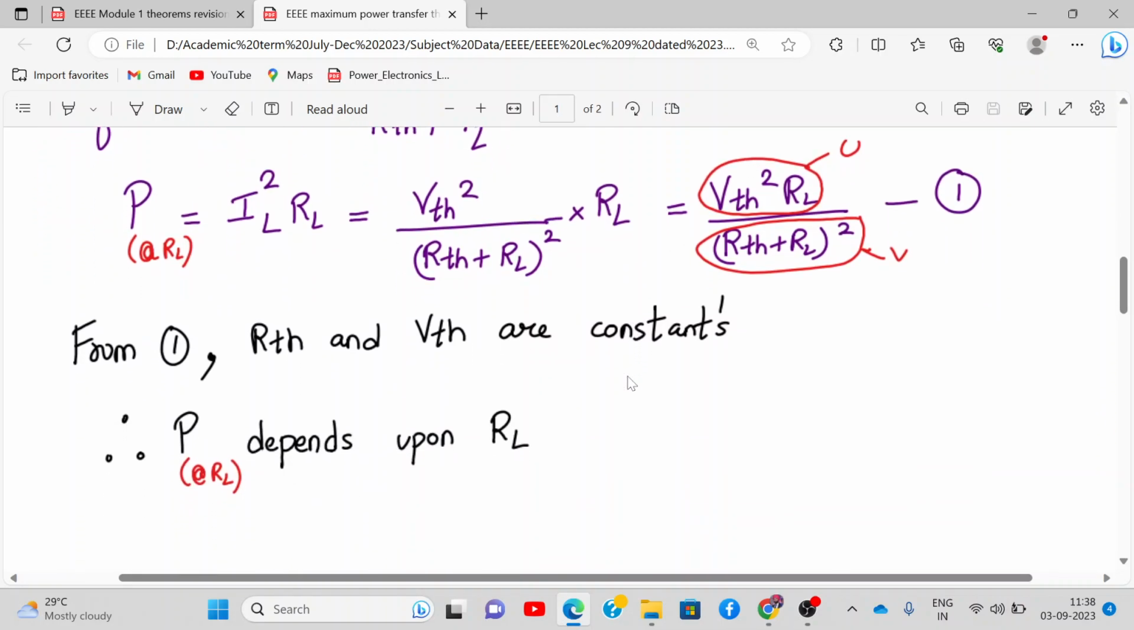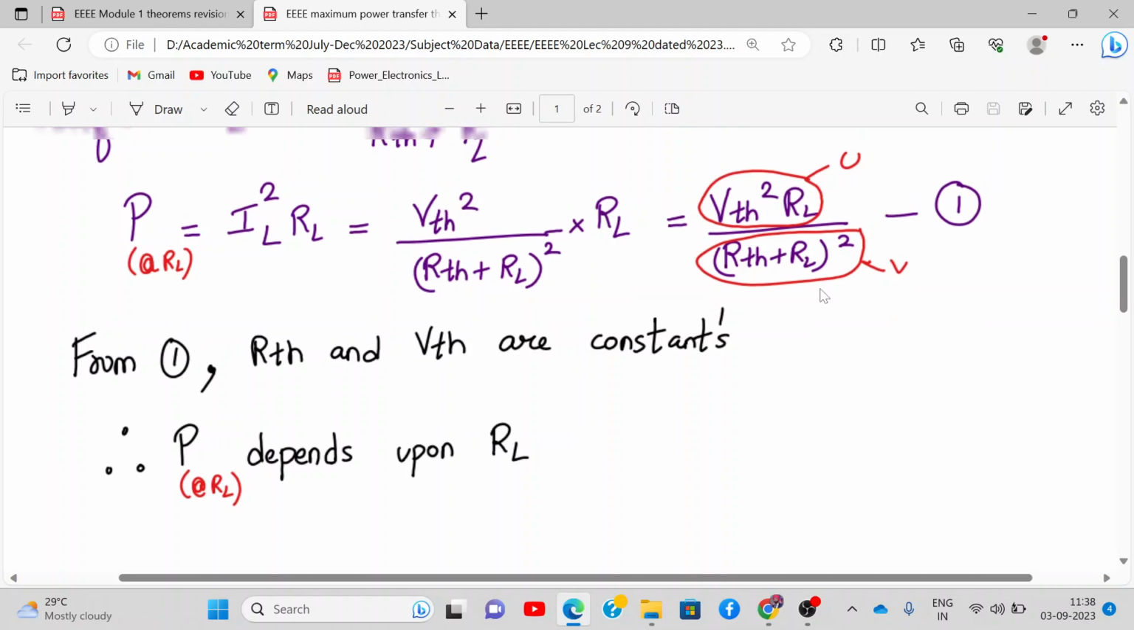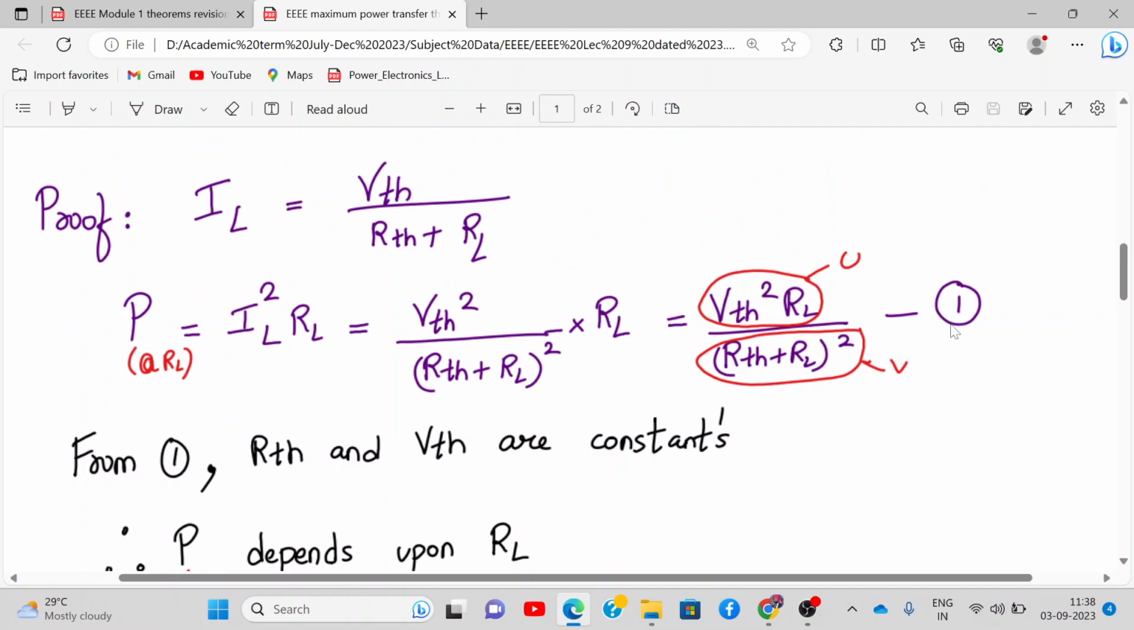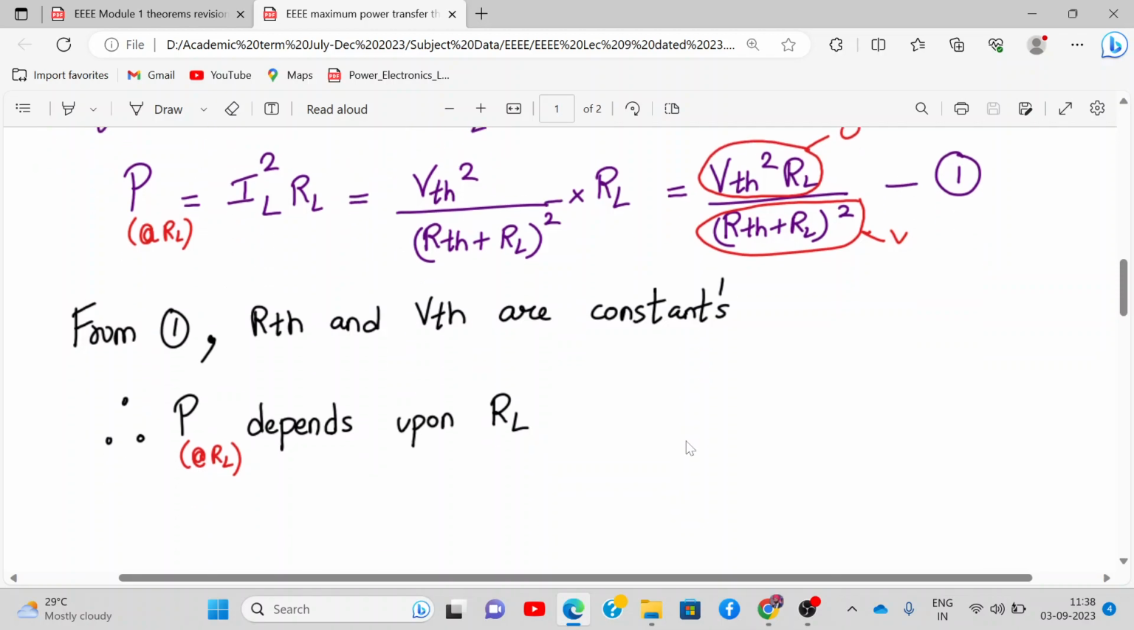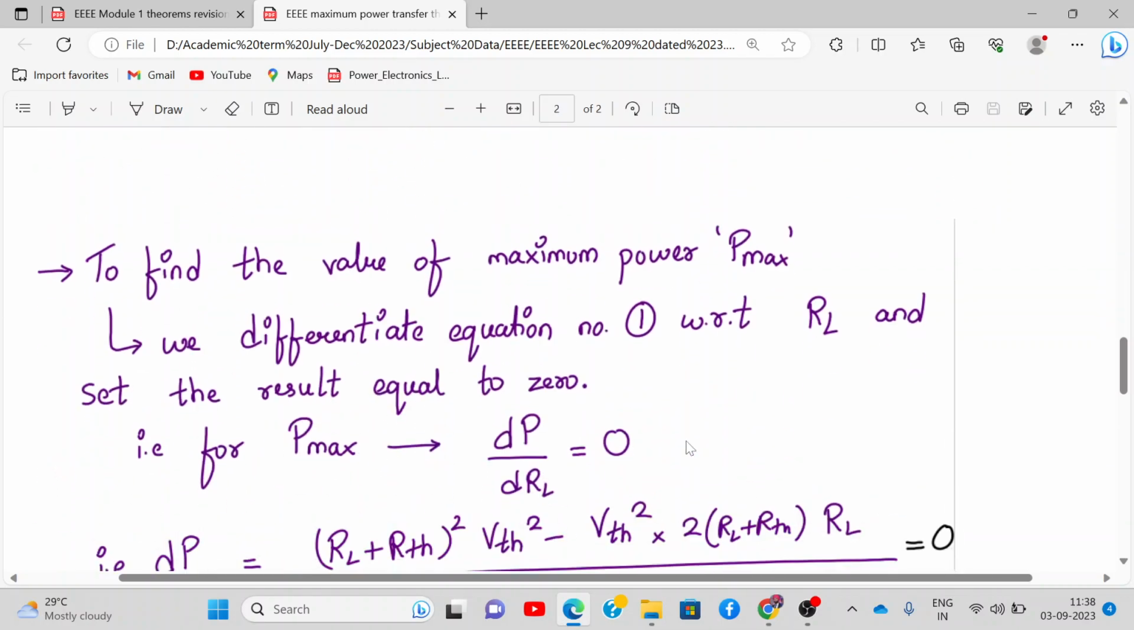Now, you know what the derivative of u by v is, right? We'll be using that in equation number 1. So the numerator term we call u, the denominator term we call v. In this expression, RTH and VTH are constants, right? So the power across the load RL depends only on RL. So RL is the variable. To find the maximum power, you need not write this. Just listen. You can refer to the derivation later.